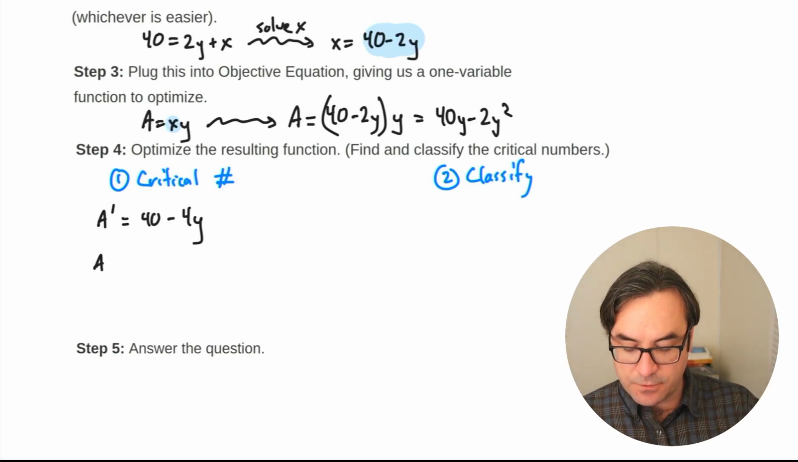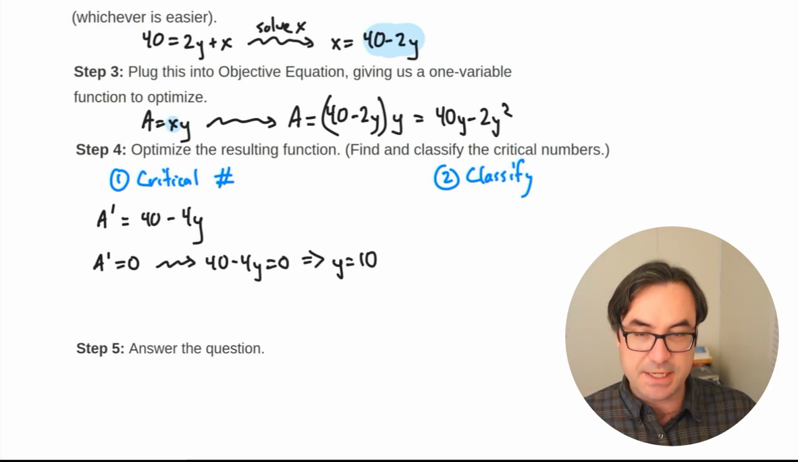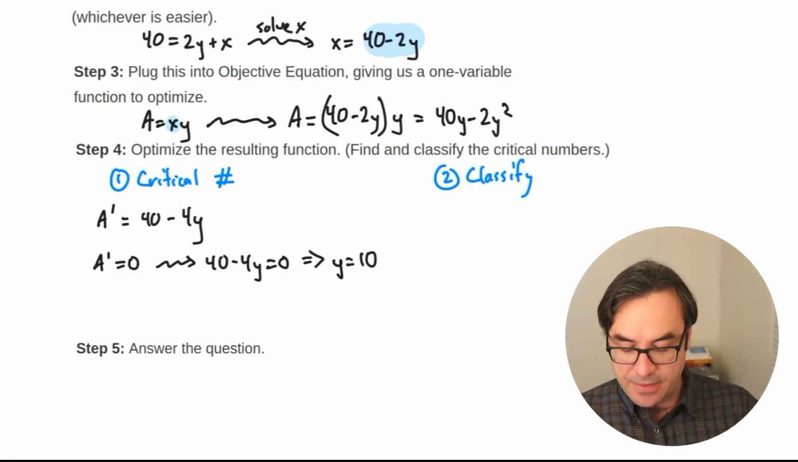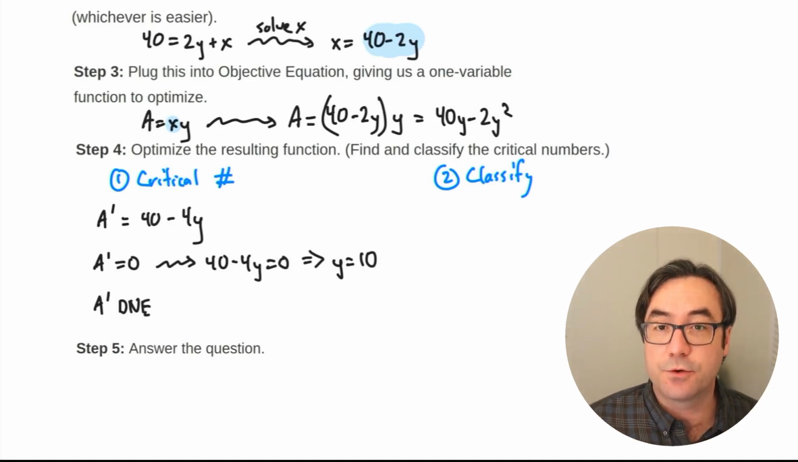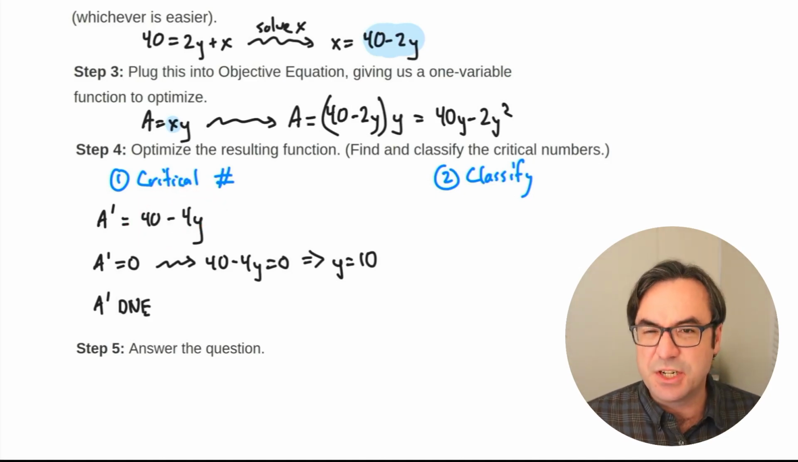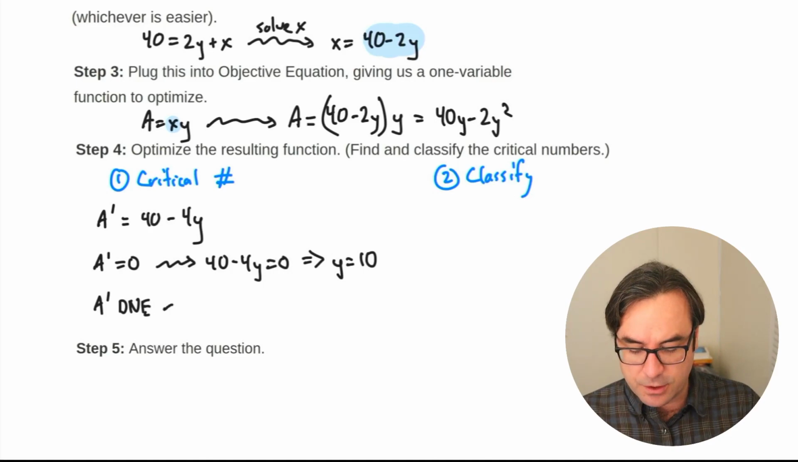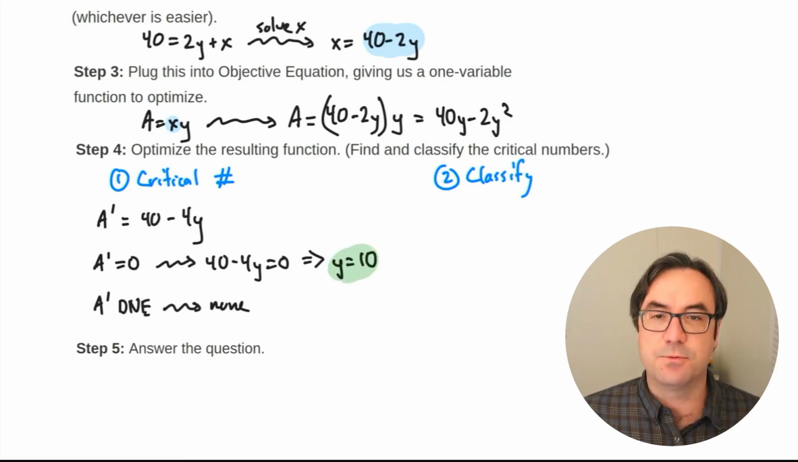And then we look for where the derivative is equal to 0. So we set our derivative equal to 0, and when we solve that, we get y is equal to 10. Sometimes, as we've seen before, for our critical numbers we also need to look for where the derivative is undefined. But in our case here, our derivative doesn't have any division, so we're okay. There's no critical number from this. All right, so we found our critical number, there it is, y equals 10.